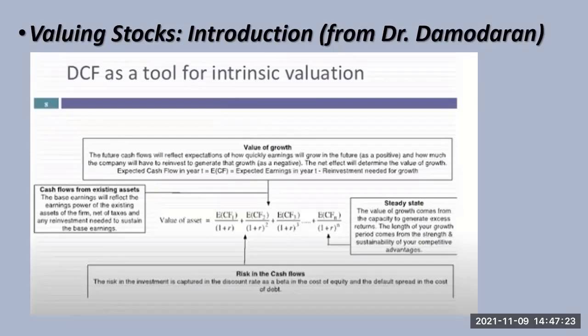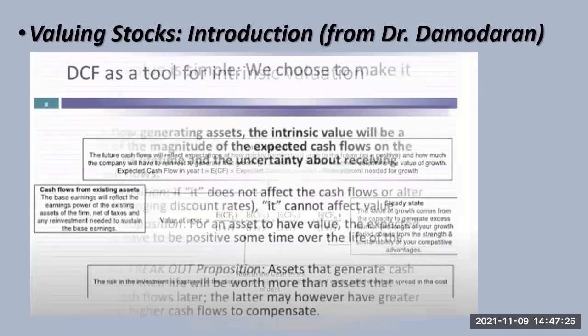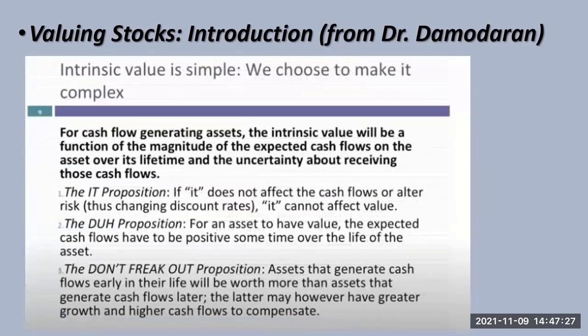This is what it is. This is what the valuation of stocks is. So intrinsic value is a magnitude of expected cash flows from the asset over its lifetime, adjusted for the risk of the uncertainty. And he says, you've got to be consistent here. If it does not affect the cash flows or alter risk, then it has no value.